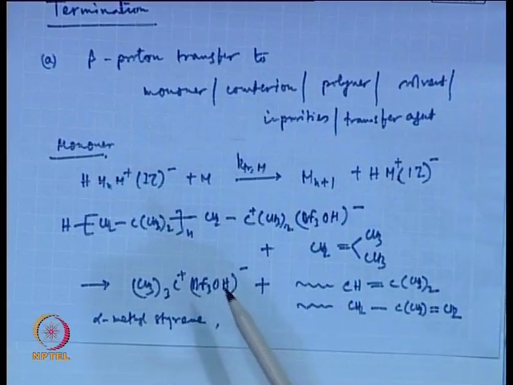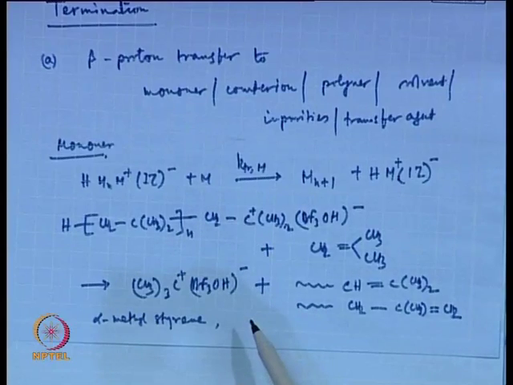We just gave an example with the monomer, and in the next lecture we will talk about the other termination possibilities, and we will discuss the kinetics and the energetics of the cationic chain polymerization, and then also discuss the characteristics and other features of anionic chain polymerization.